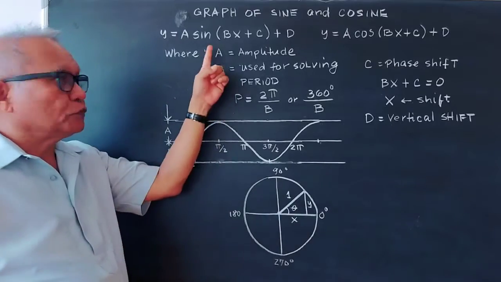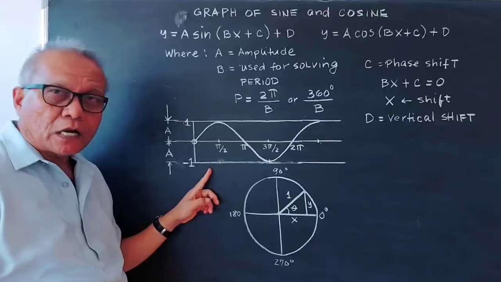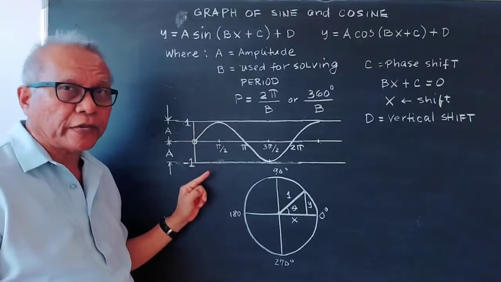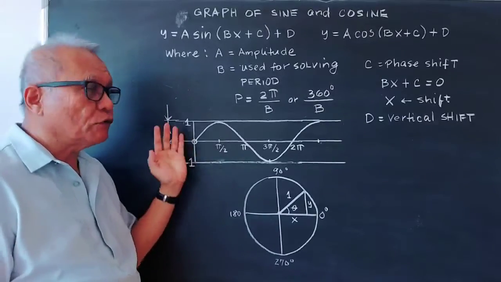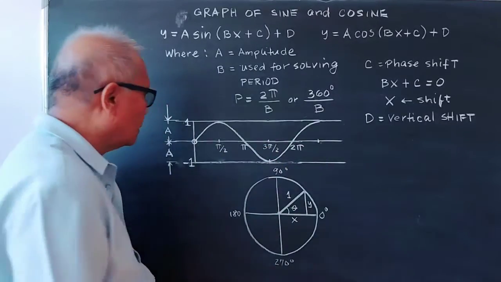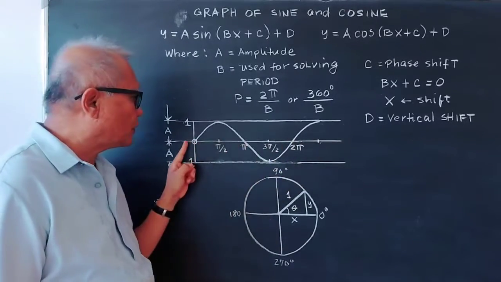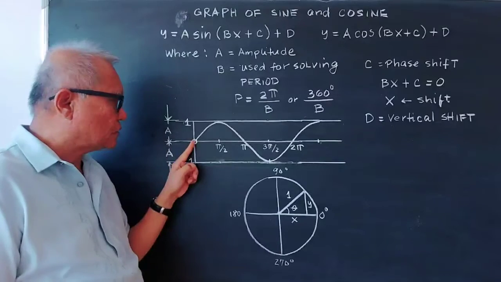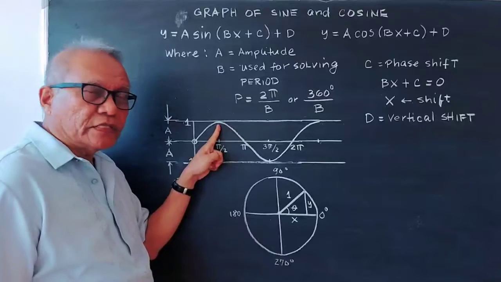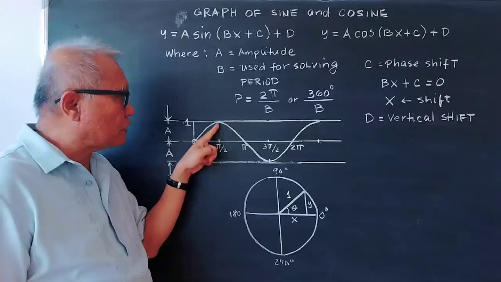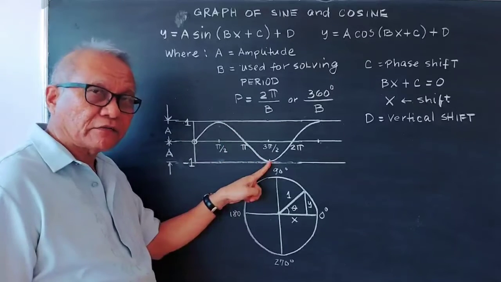But before we go to the application of our formula, let's have a review of our wave. The sine wave, cosine wave, the general wave. So this line here, class, is called the principal axis, and this one is the 0. Now, the highest point in our wave is called the crest, and the lowest point is called the trough.